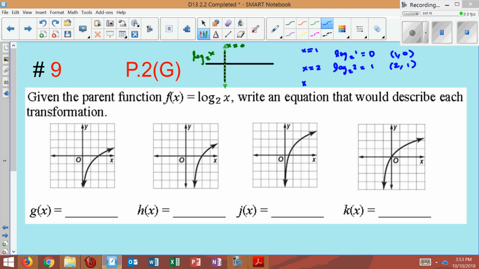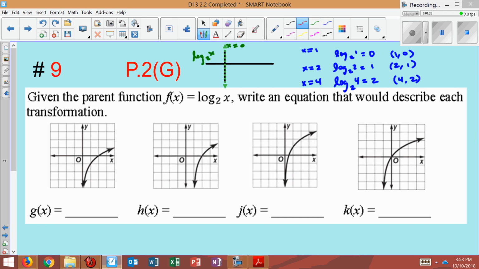And you could go on, I'll skip to 4. Log base 2 of the number 4. What power of 2 gives me 4? The answer is 2, so this would be 4 comma 2. And you could plot these points. Now, as I look at these, that's what I'm going to compare to. What would describe each transformation?